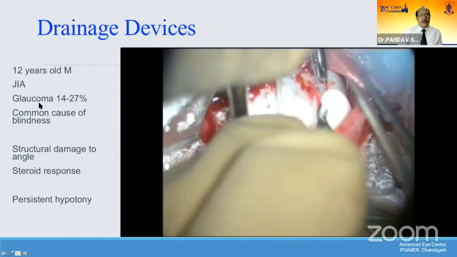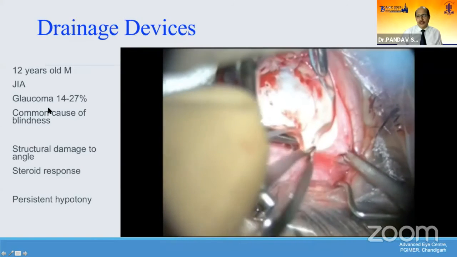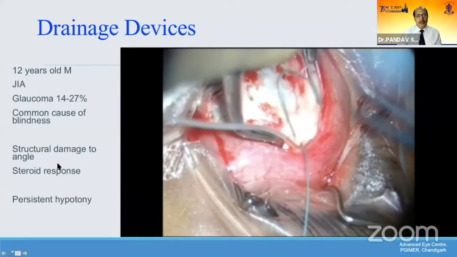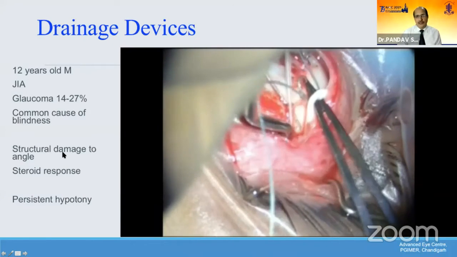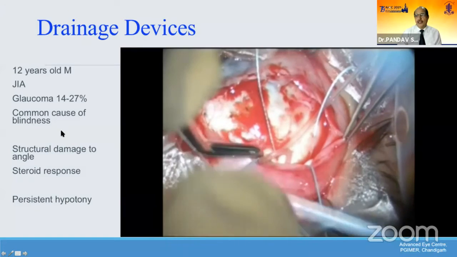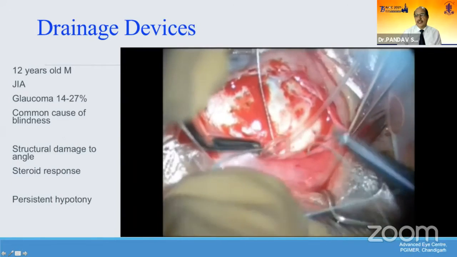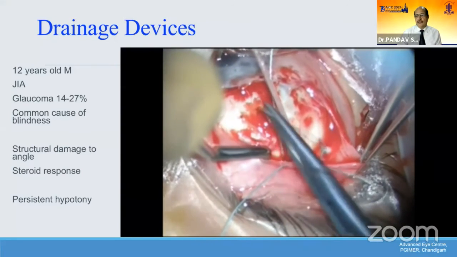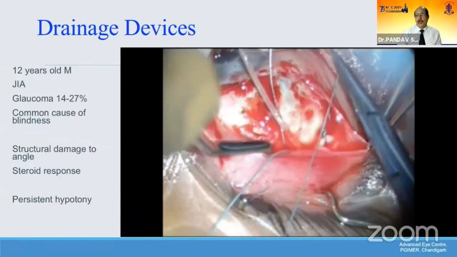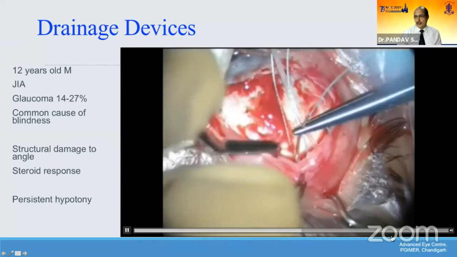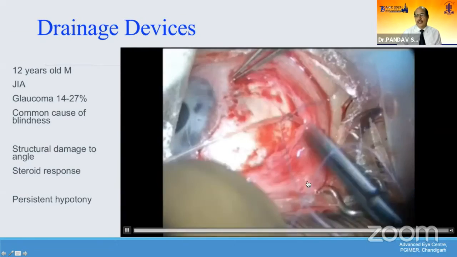So GIA glaucoma is a common cause of loss of vision in GIA patients, and because there's extensive structural damage in these patients, this is an ongoing process. Another important thing to remember for these patients is that the ciliary body is also malfunctioning because of chronic inflammation, and so they have a tendency to go into hypotony as well. So we have to keep that in mind also when we are doing surgery for these patients.